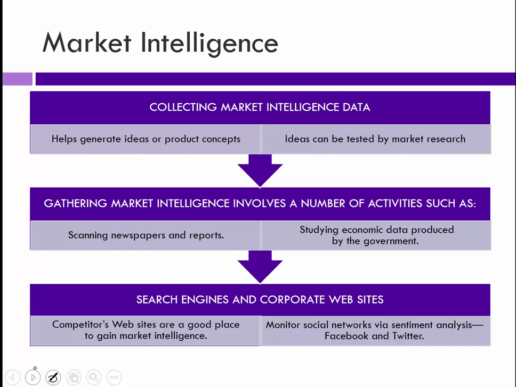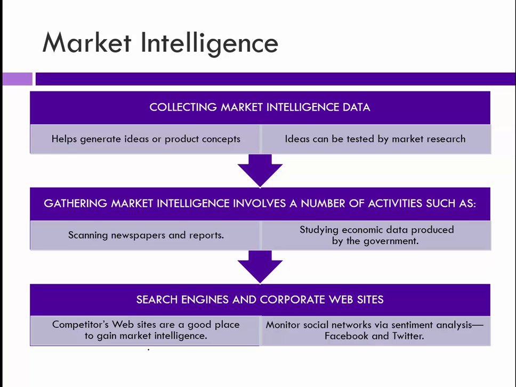So marketing intelligence, we collect marketing intelligence data, and then sometimes we get an idea from this and we can test it over in marketing research. We can gather it from scanning public things like newspapers and trade journals and that kind of stuff, or by looking at economic data that's already produced by the government. The BEA has a lot of stuff.